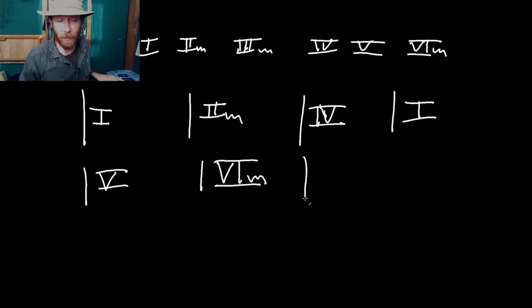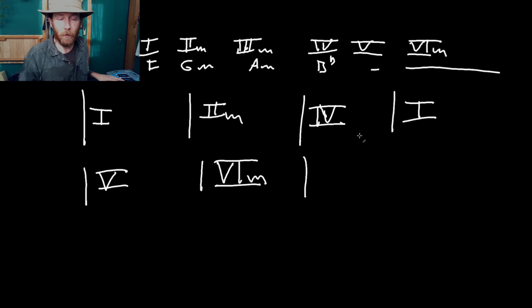This is a great exercise to go through, to just choose them, figure out what they are in a particular key. So this is F, G minor, A minor, B flat, and so forth. Figure out what they are in a particular key and just play random chord progressions. Here's 1, 2 minor, 4, 1, 5, 6 minor, right? They'll sound nice. It's kind of the magic of chord progressions.